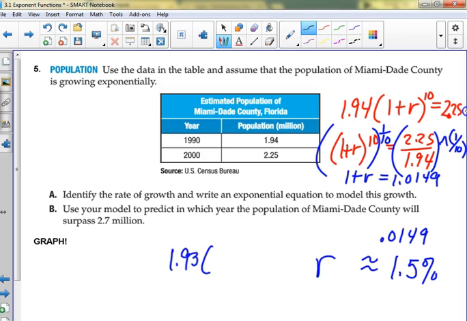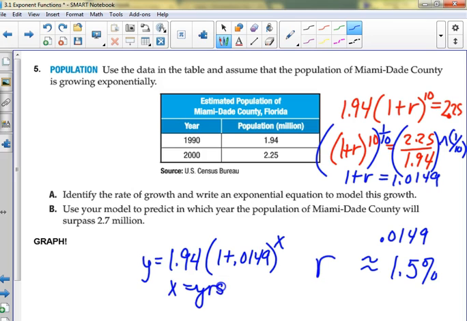1.94 times 1 plus 0.0149 to the x, where x is years. Okay. Now they want to know when it's going to surpass 2.7 million. We don't know how to do that yet, except by graphing. Okay, we'll eventually know how to solve that with a logarithm.